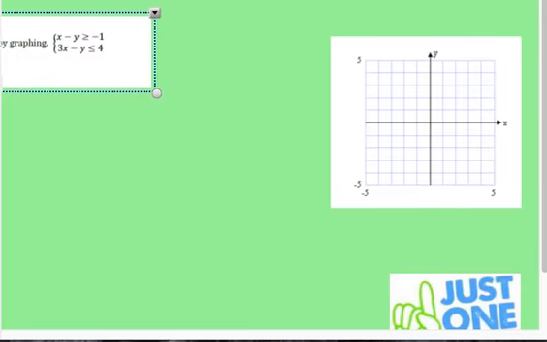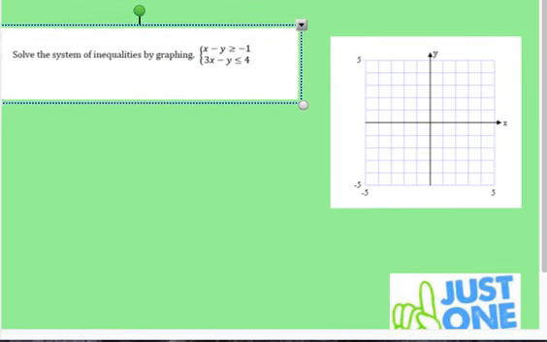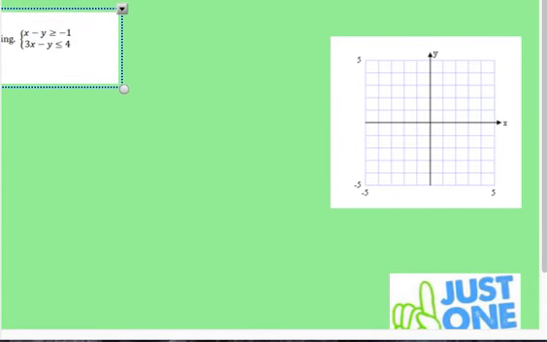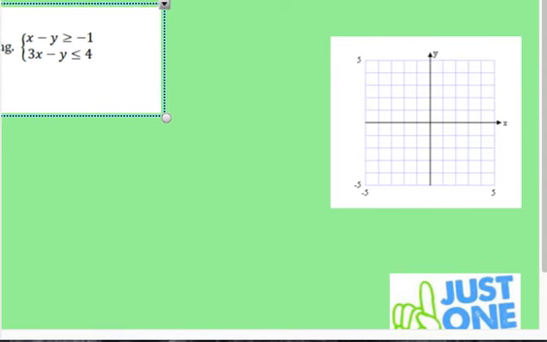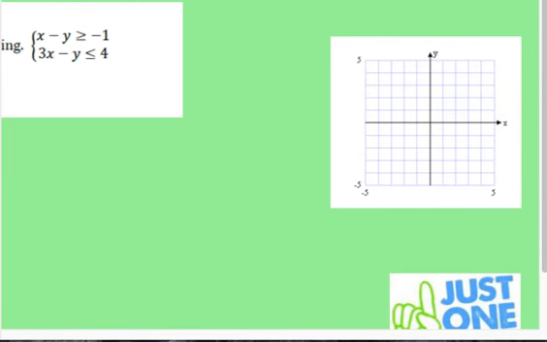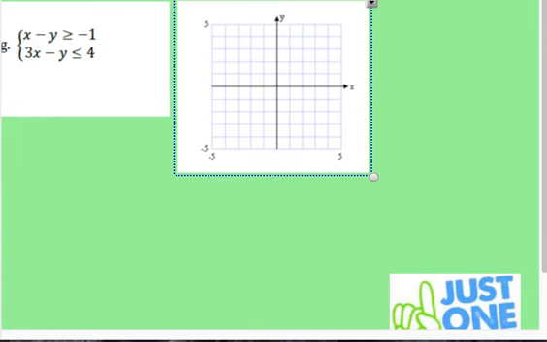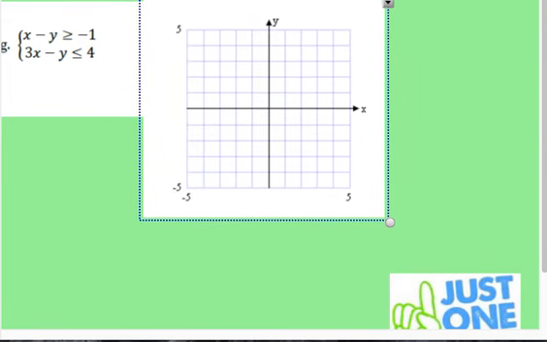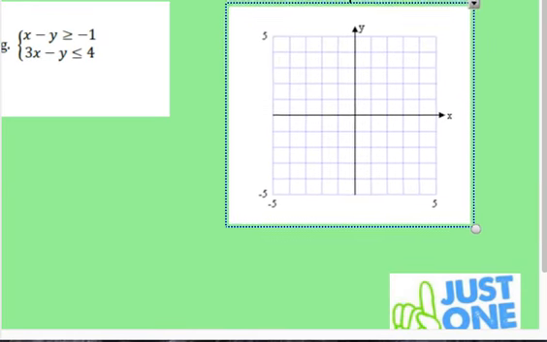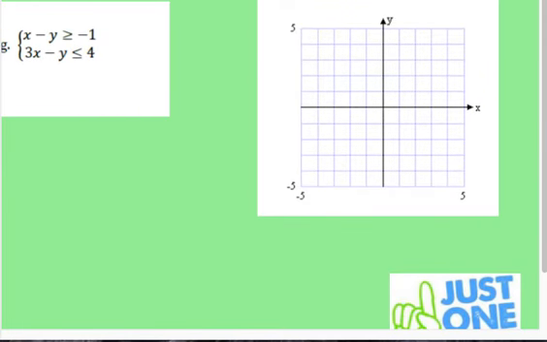This is a good problem. It says to solve a system of inequalities by graphing. Here we could definitely, because it is in standard form, do x and y intercepts. You can do that if you like that. Find your x and y intercepts. You can use the cover-up method. I'm just going to solve them for y because I'm just going to stay consistent.